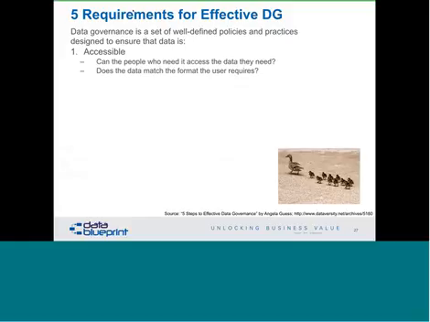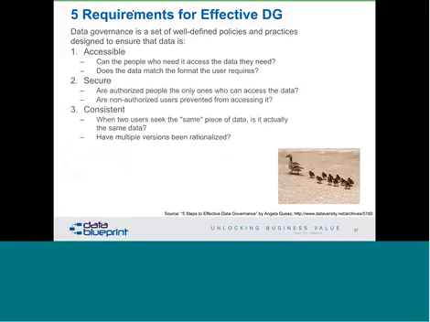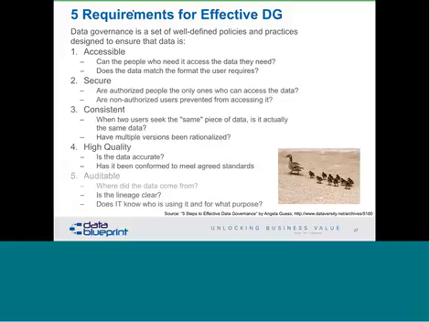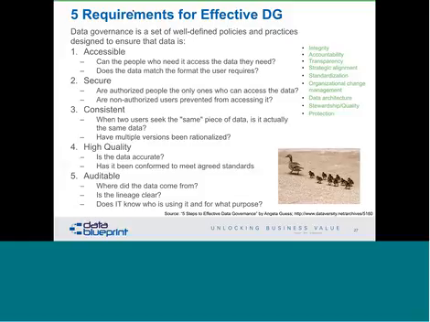Really, when you think about data governance, what you're trying to do is make sure that data is accessible, it's secure, it's consistent, it's high quality, and it's auditable. In other words, where did the data come from? Is the lineage clear? Does IT know who's using it and for what purpose? All great focuses in here.